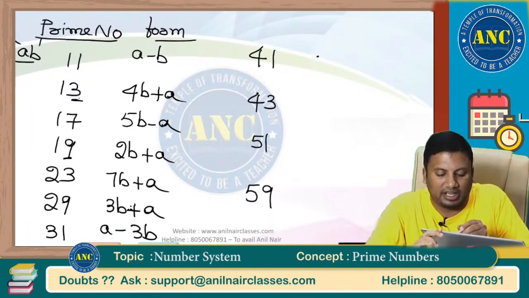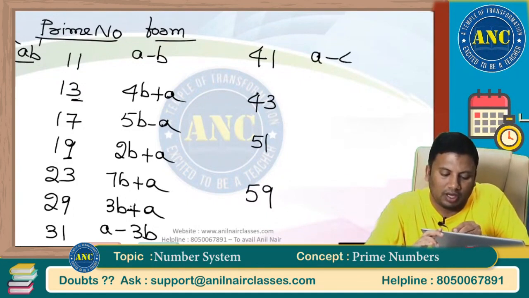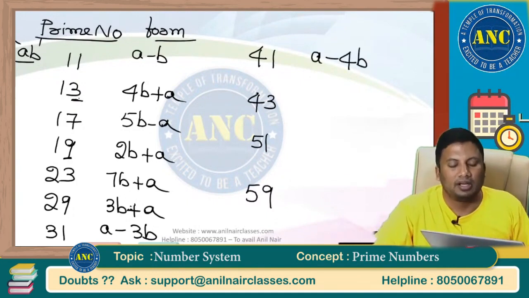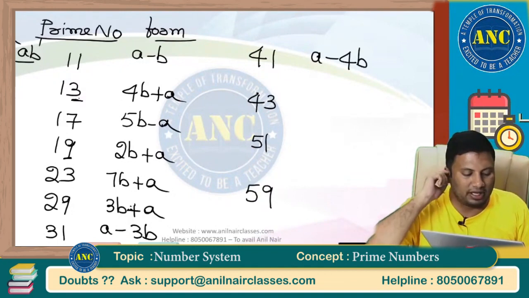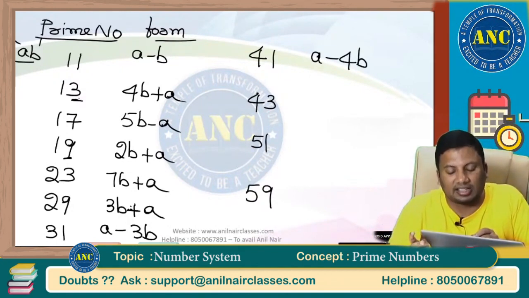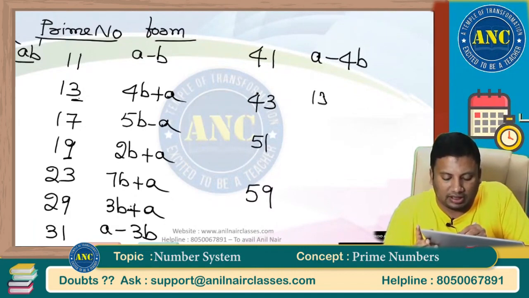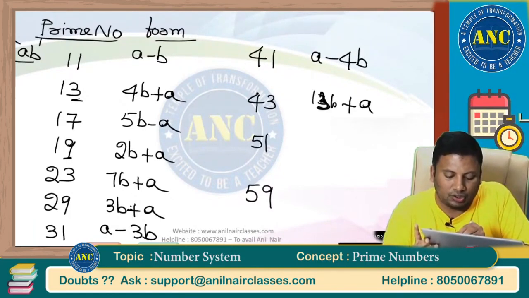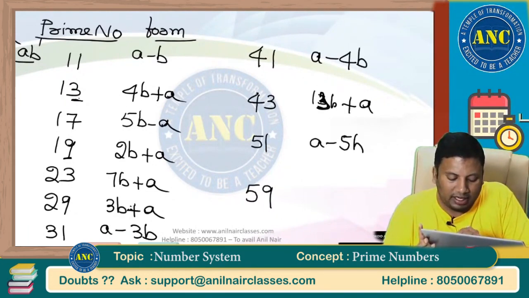4 minus 4 is 0. You can develop your own rule: A minus 4B. I hope the idea is clear, right? Now, 3 13s are 39 plus 4. These are nothing but 13B plus A. 13 into 3 is 39, plus 4. These are nothing but A minus 5B.